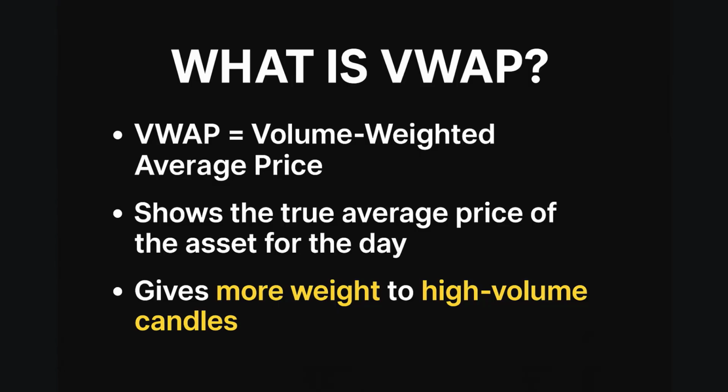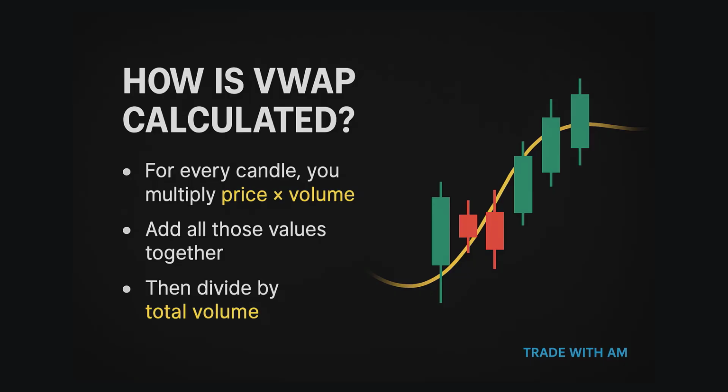What is VWAP? VWAP stands for Volume Weighted Average Price. It tells you the true average price of an asset for the day, but it gives more weight to candles with higher volume. How is VWAP calculated? Think of it like this. For every candle, you multiply price times volume. Then you add all those values together, and finally, you divide by the total volume. So, high volume candles pull the VWAP closer to them. Low volume candles barely move it.